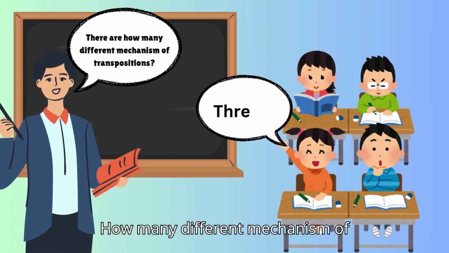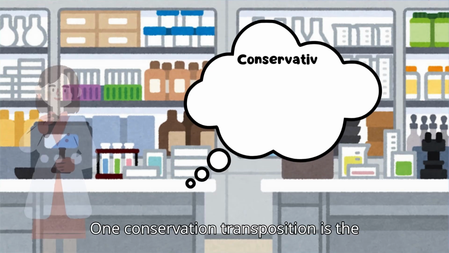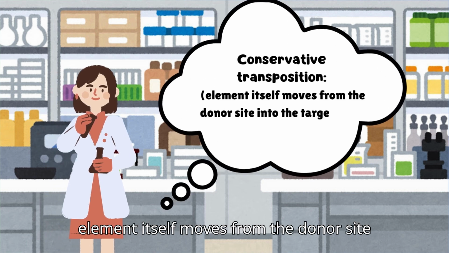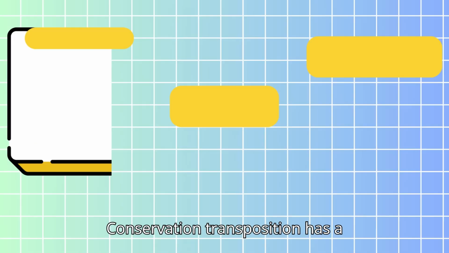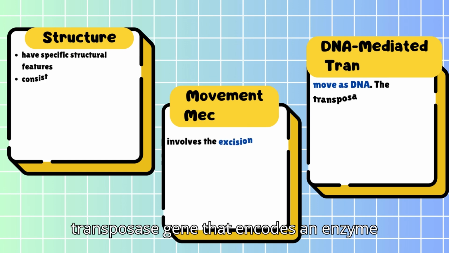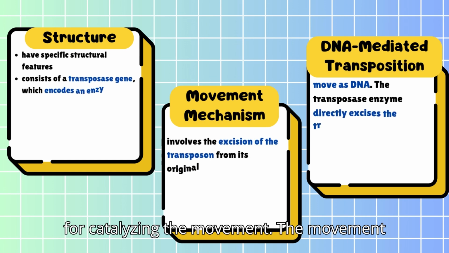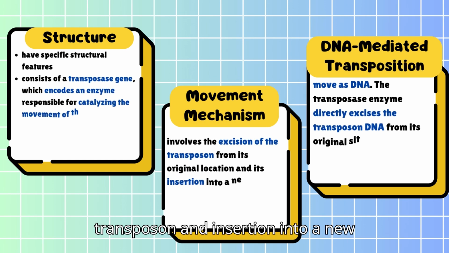How many different mechanisms of transposition are there? Three. 1. Conservative transposition is when the element itself moves from the donor site into the target site. Conservative transposition has a structural feature, which is a transposase gene that encodes an enzyme for catalyzing the movement. The movement mechanism involves the excision of the transposon and insertion into a new location.